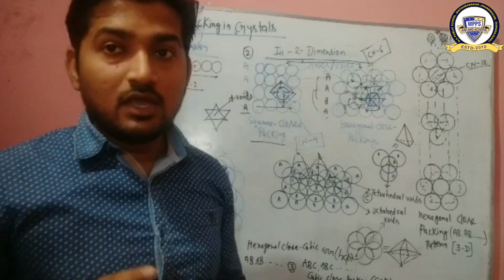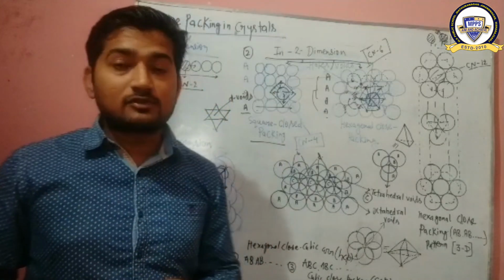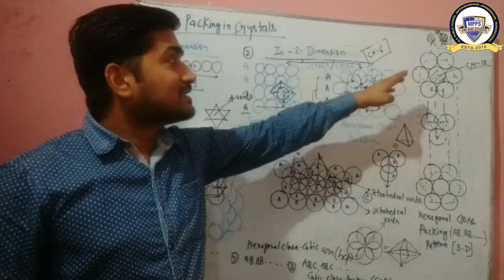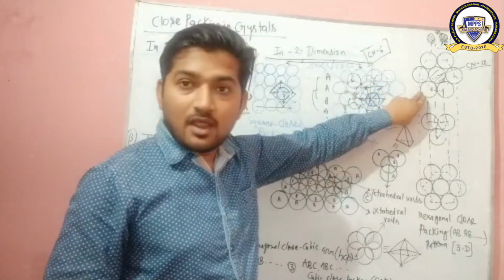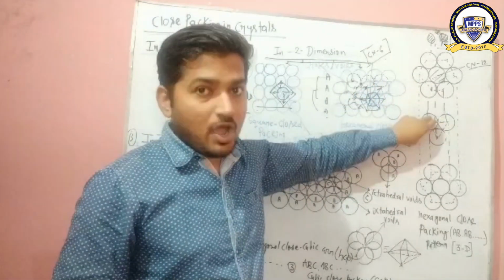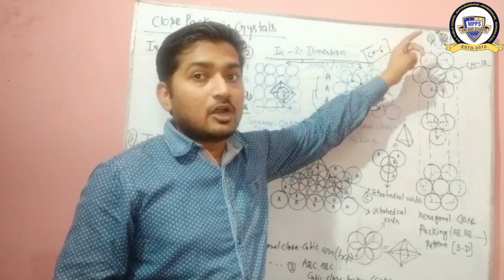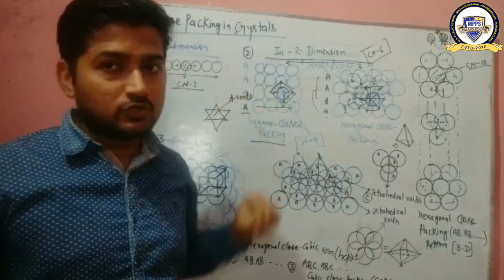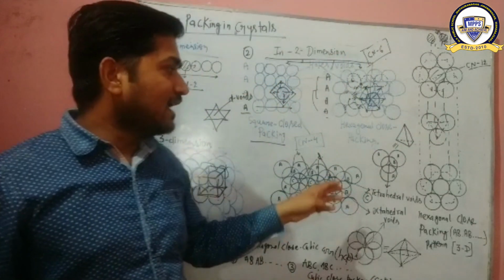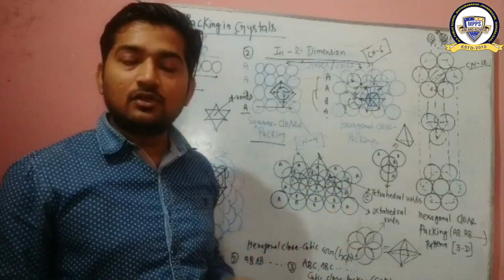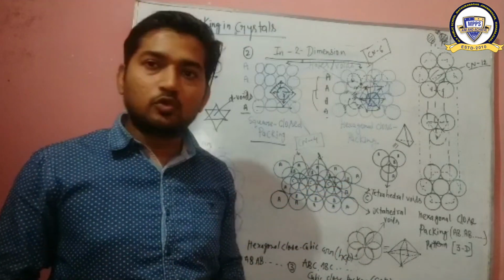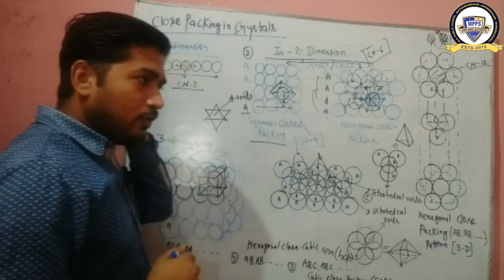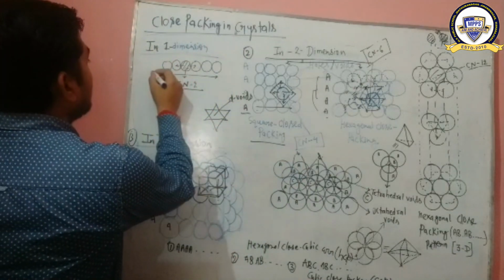I think you get it. So how is it possible that they show 12 coordination number? 6 from the same layer, 3 from below, and 3 from above. Totally 6 plus 3 plus 3, that is your 12 coordination number. Again, it happens in CCP, that means cubic close packing also.